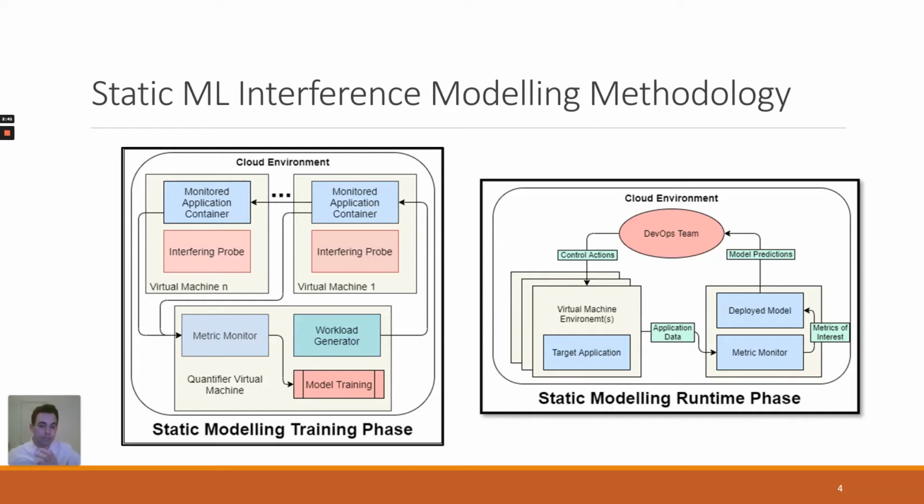Now we move on to the second phase where the trained model is deployed to model performance interference at runtime. In the second phase, we monitor metrics of concern at runtime as a microservice serves client traffic. This data is used to invoke the deployed ML model, which in turn predicts the application response time subject to any interference that may be present.